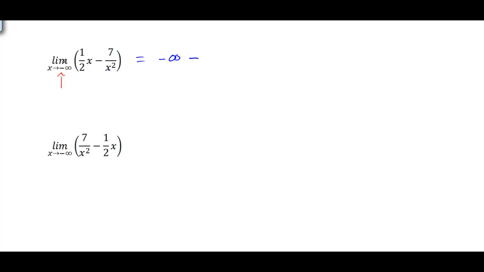minus 7 over x squared. Well, we know that 7 over infinity is going to actually equal 0. And now be careful, we know that the negative here is negative infinity minus 0. So if we subtract that, we would have a negative infinity. And once again, that means our limit does not exist.